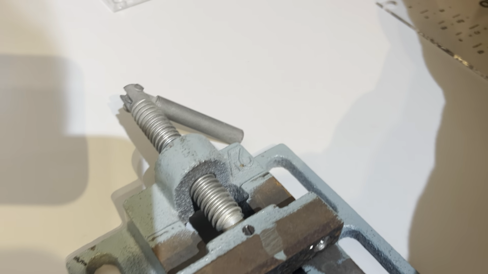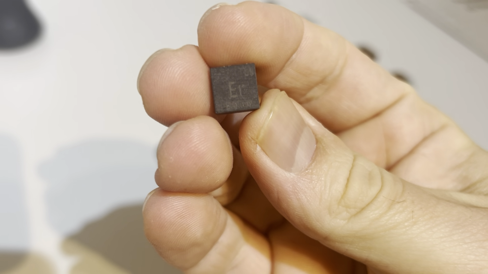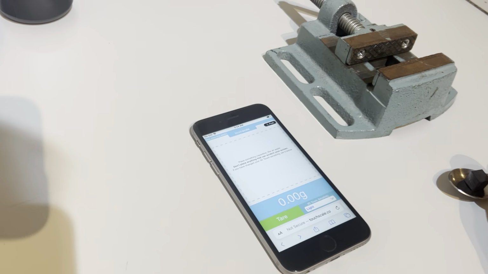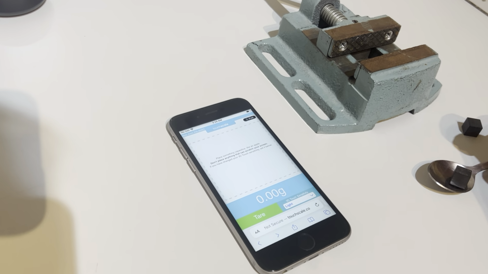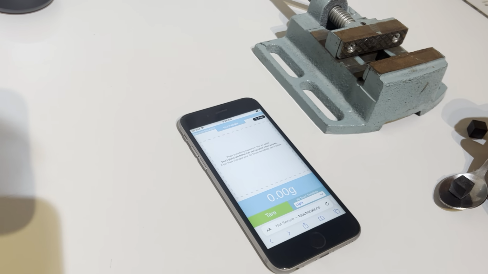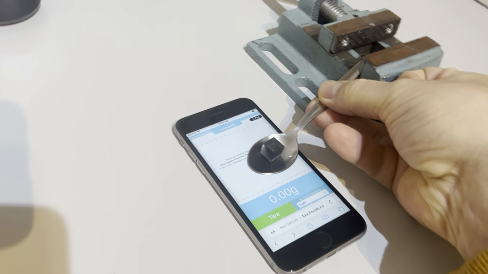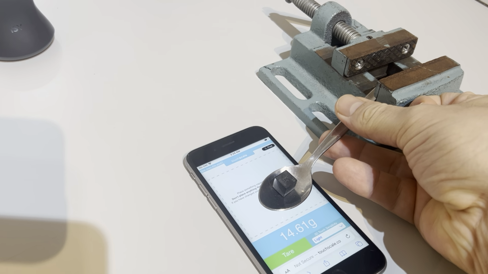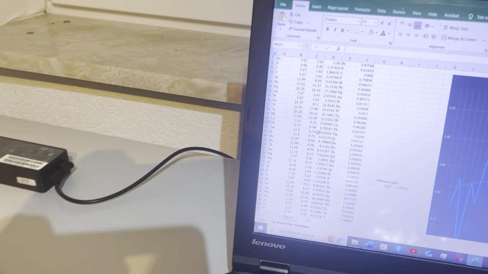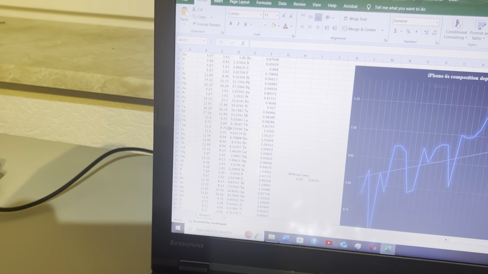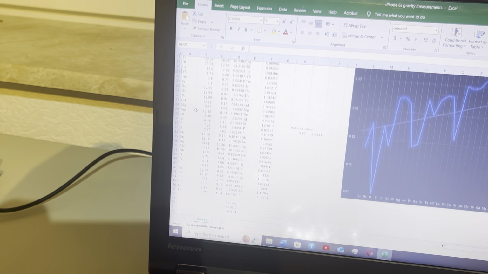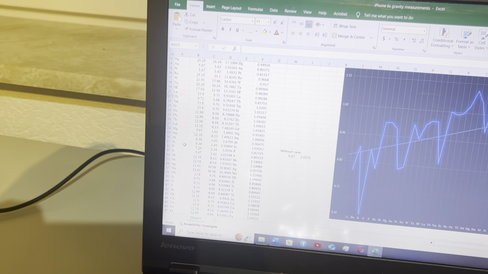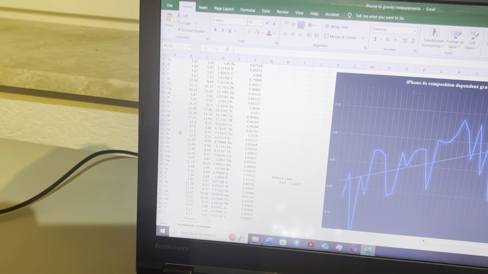And let's try a few more. This is erbium. So let's use erbium now. Erbium. Where is erbium? Here, 13.8. Yeah, that's correct.